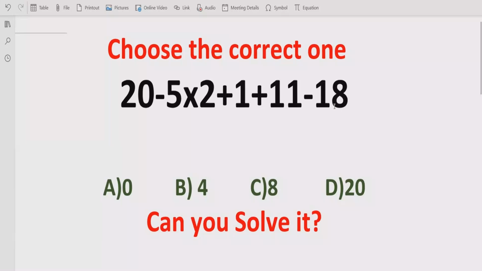Today we will solve another quiz which is related to arithmetic expressions. The quiz contains the basic operations plus, minus, multiplication. So we have to solve this quiz using the PEMDAS and BODMAS method and find out the correct answer. In the answer list we have four answers. A is 0, B is 4, C is 8 and D is 20. So let's see after solving it which answer is correct.